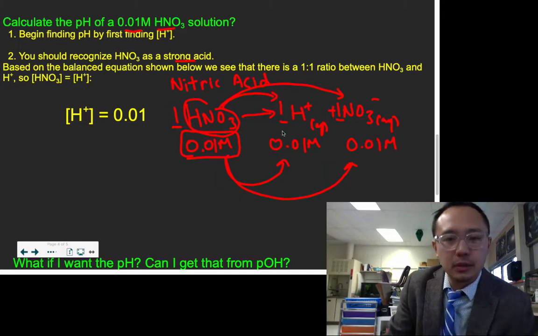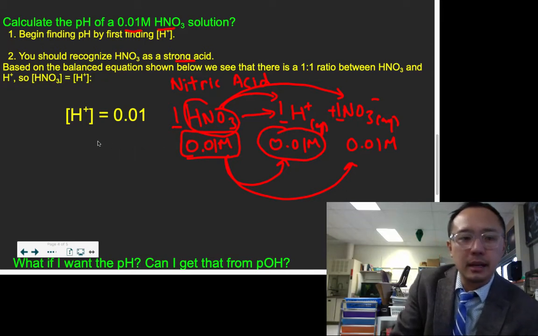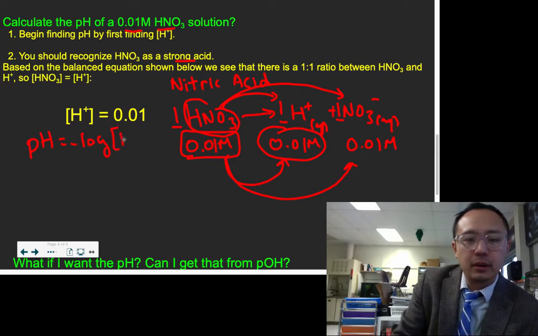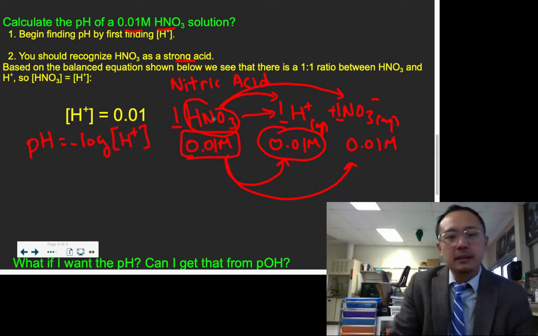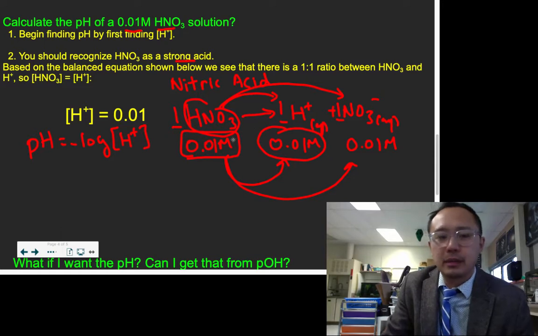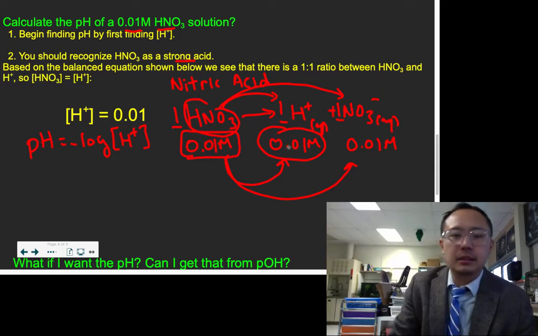Why is that useful? Because now you have the concentration of your H+, and then you can plug that into your pH formula, which is pH is equal to the negative log of H+. This is really convenient. Since it's a strong acid, you don't have to use any algebra, because you can just assume that it's a complete dissociation.